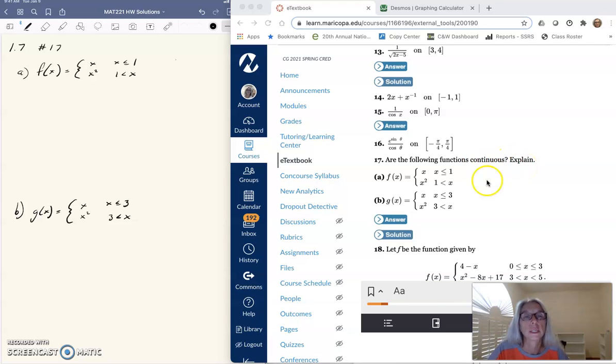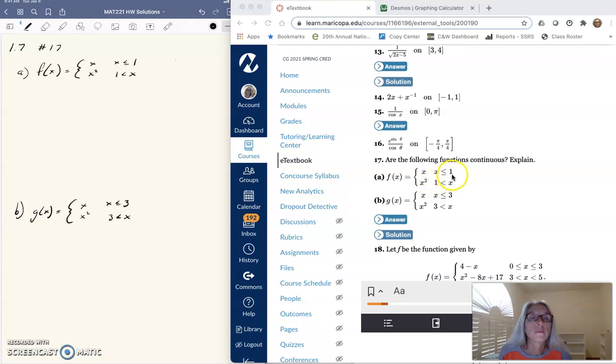And explain your reasoning. So I'll point out first of all that both of these functions, f and g, are piecewise functions. f of x is defined as equaling x when the inputs are less than or equal to 1, and f of x is defined as equaling x squared for all input values greater than 1. We know already that f of x equals x is a continuous function. It's a line, a linear function, and those are continuous. We know for sure that f of x equals x squared is a continuous function.